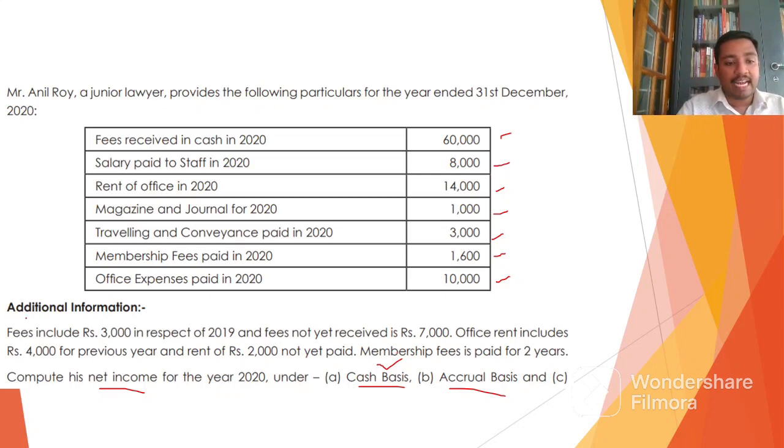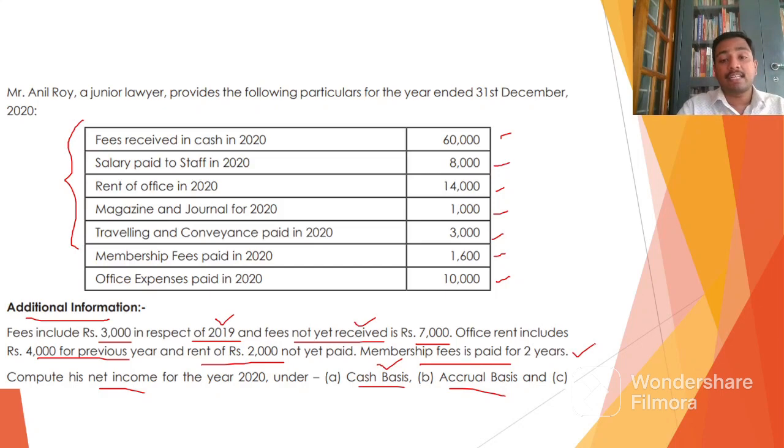So we know there is additional information also given, like fee includes 3,000 in respect of 2019. So these all transactions relate to 2020, but there is an outstanding item in the previous year that is paid in the current year, and fee not yet received, again an outstanding item, 7,000. Then office rent includes 4,000 for the previous year, and the rent 2,000 not yet paid, outstanding. Membership is paid for 2 years, that is paid in advance, prepaid. So such items are there.